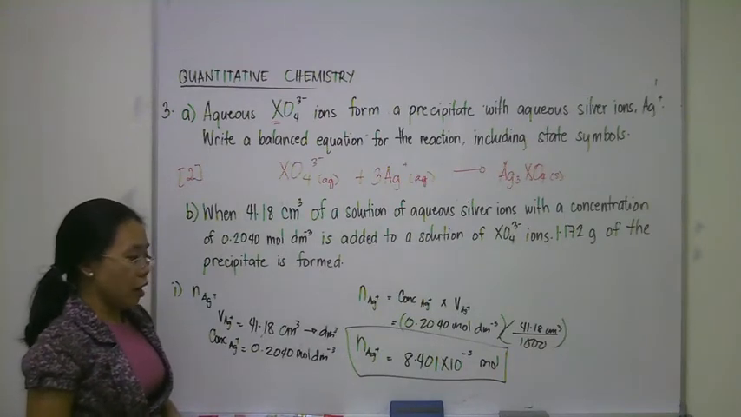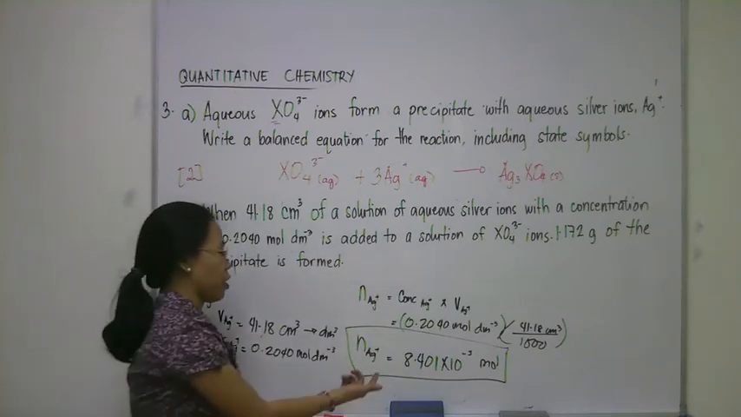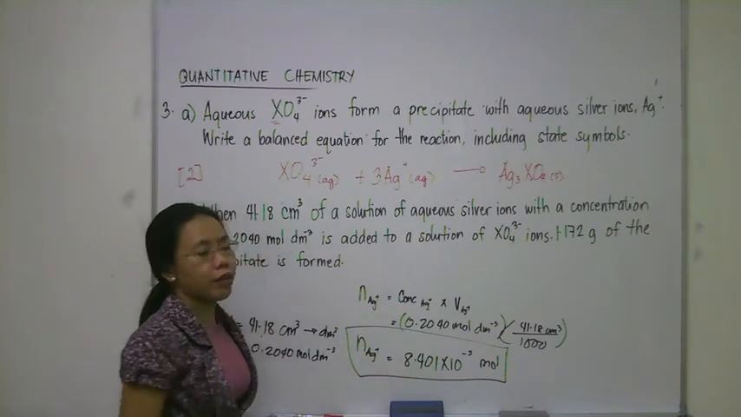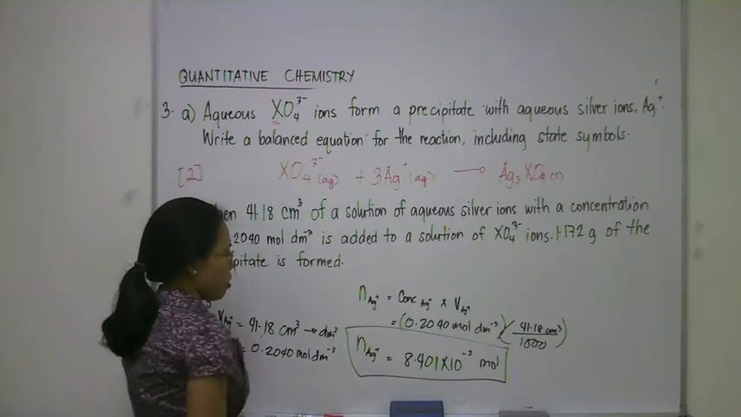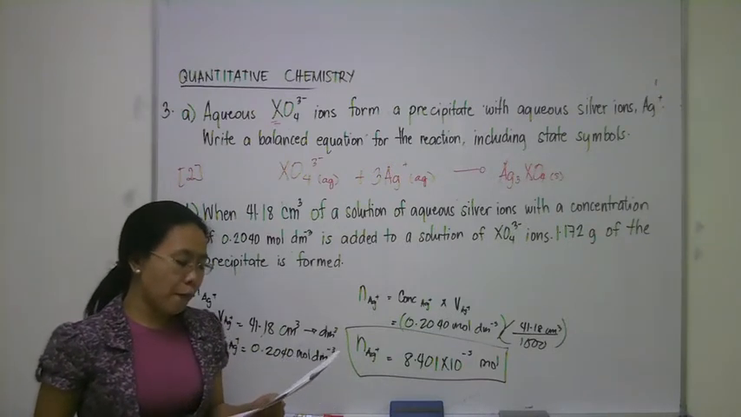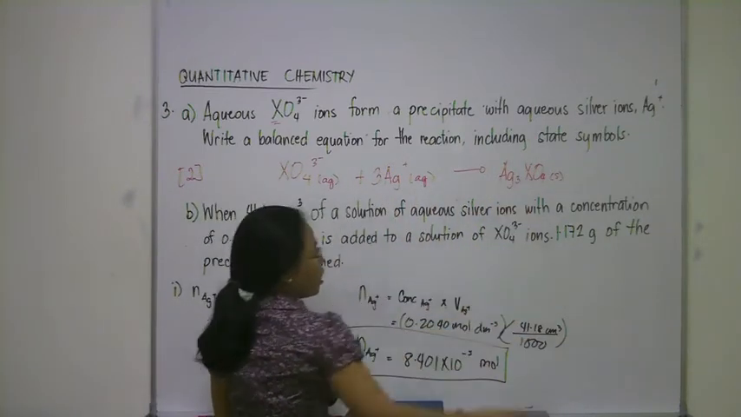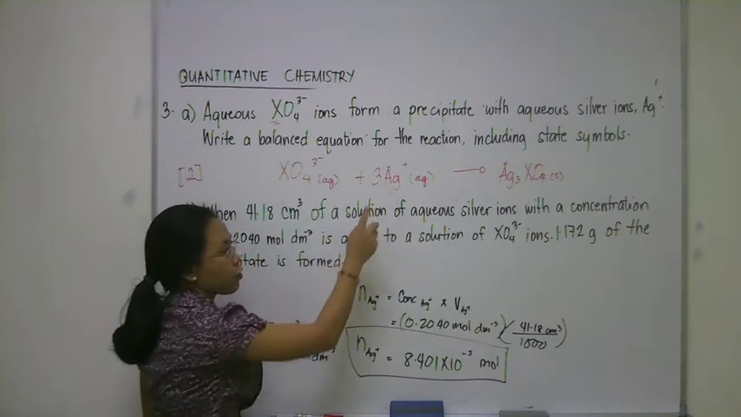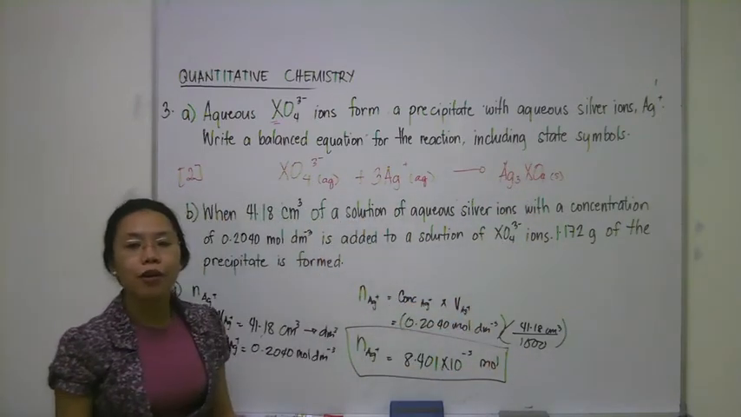Take note that you need to give your final answer with the correct significant figure, which is 4 significant figures. You can either write it as scientific notation or the standard notation. Okay, now for the second question, you were asked to calculate the amount in moles of the precipitate formed. Since we know the moles of silver ions, we can use the balanced equation to calculate the moles of our precipitate.